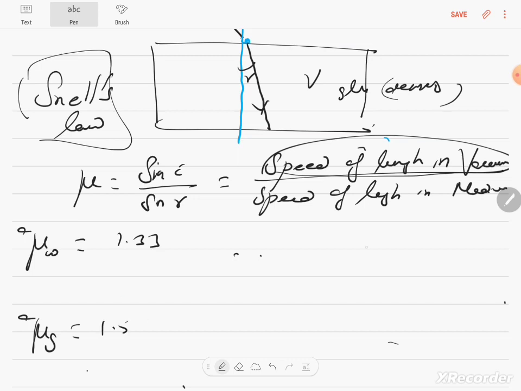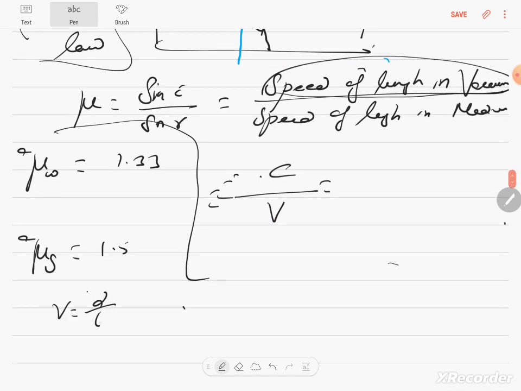This is the speed of light in vacuum, which will be C, divided by the speed of light in the medium, which will be V. So the formula is C by V. You should also know that velocity is distance by time, and 1 by t is frequency. Distance is lambda, because light is treated as a wave. So velocity is lambda into frequency. Distance will be wavelength, and the reciprocal of time is frequency.